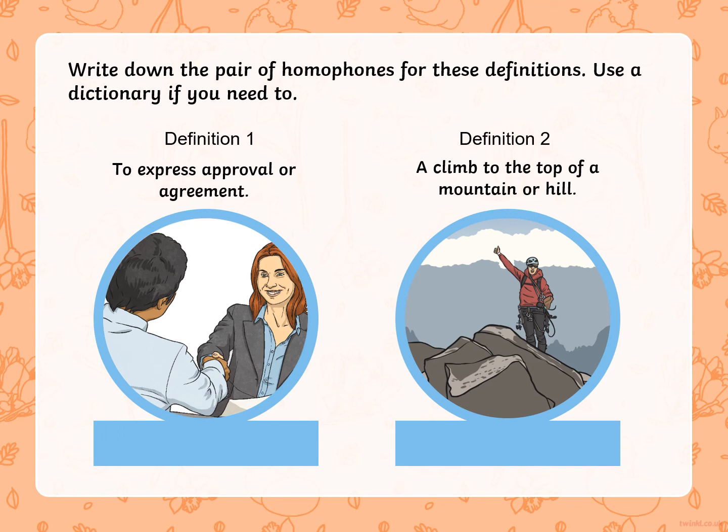So the first one, definition one, is assent, to express approval or agree with somebody. Definition two, again only one letter difference in these spellings, is ascent, up the mountain, to go from the bottom to the top. Hopefully you know what the opposite of that is, when you need to come down the mountain. What goes up must come down.